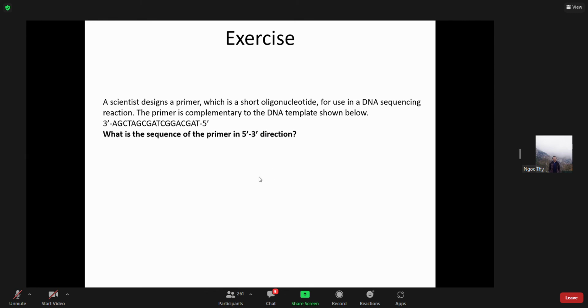The solution is correct. So for the solution here, we have to follow the Chargaff rule. A is always linked to T by 2 hydrogen bonds, and G is always linked to C. And because the template is provided already in 3' to 5', we just write it here from 5' to 3'. So T is instead of A, C is instead of G, G is instead of C, A is instead of T, T, A, and so on. Okay.